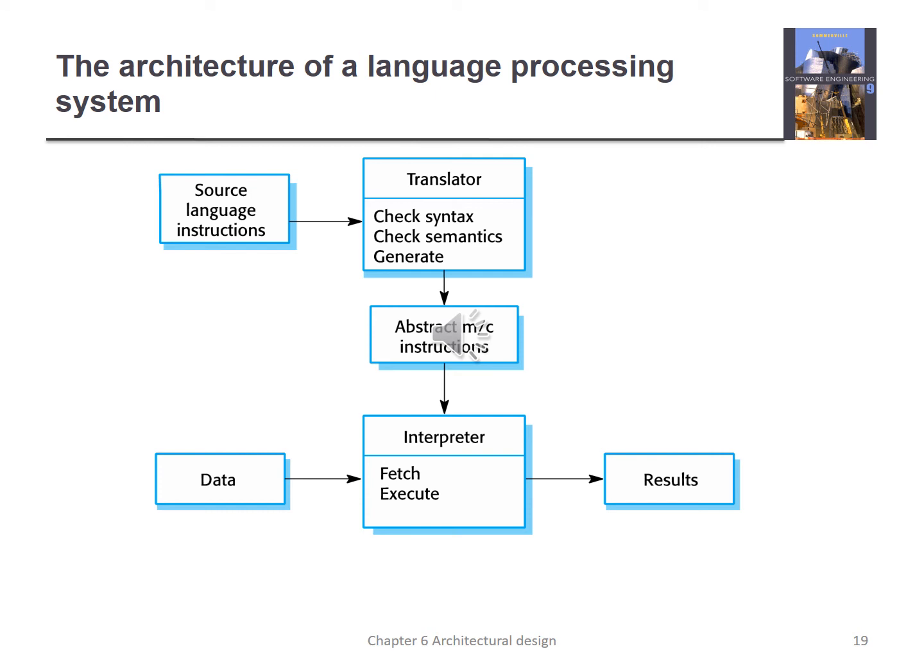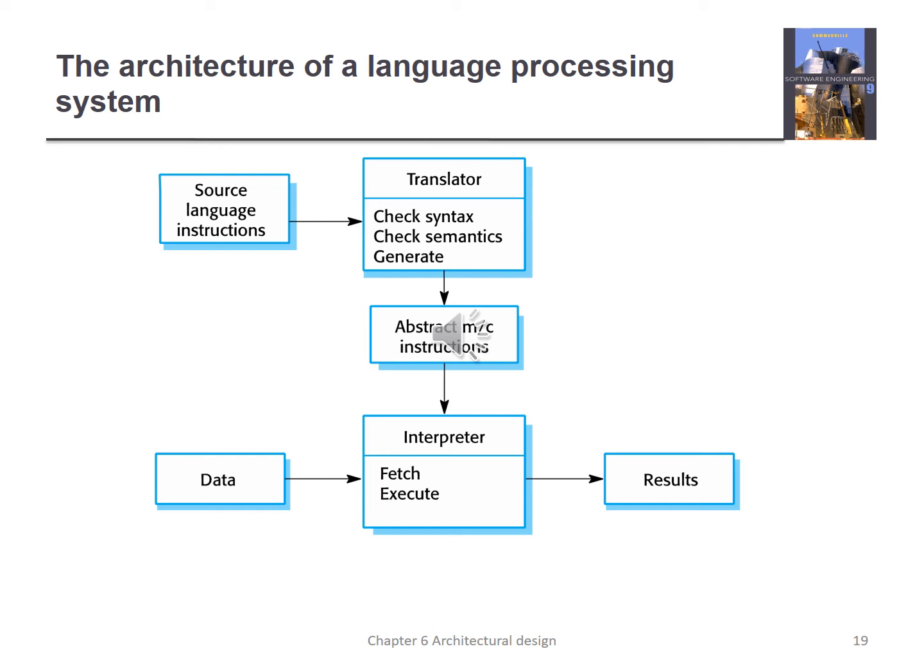If we look at the architecture here for a language processing system, we start with the source language, the source code. You send it to the translator, check the syntax, semantics, generate the code, and then it goes to the abstract machine code instruction. The machine code instruction goes to the interpreter, which gets the data and fetches it, executes, calculates, does whatever with the processor, and then the result comes.